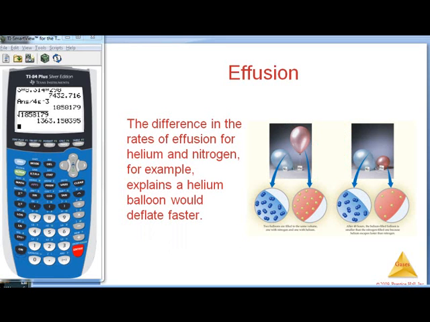Alright, so we can look at, for instance, the difference of the rates of effusion for helium and nitrogen. And as you would imagine, the nitrogen is a bigger molecule, so it is going to effuse more slowly than helium would. Okay? So if I fill two balloons, one with helium and one with nitrogen, the one with helium is going to deflate faster because it's going to come out these tiny little gaps that are in the balloon.